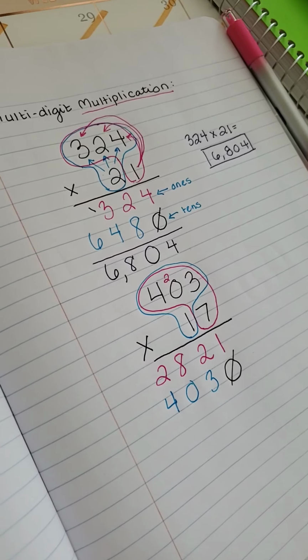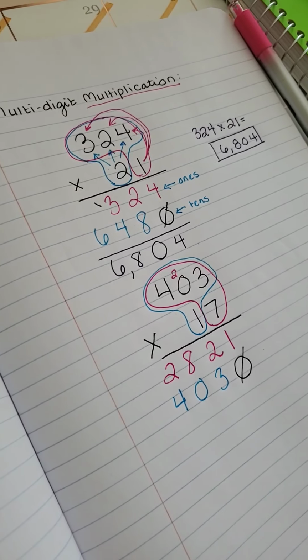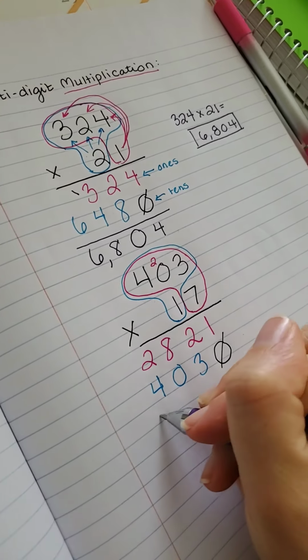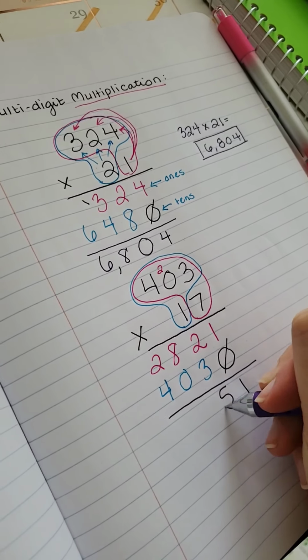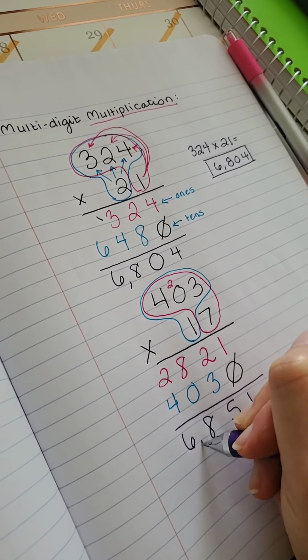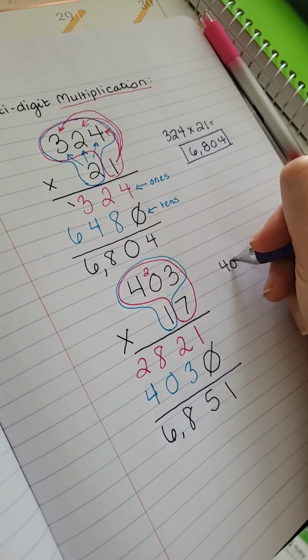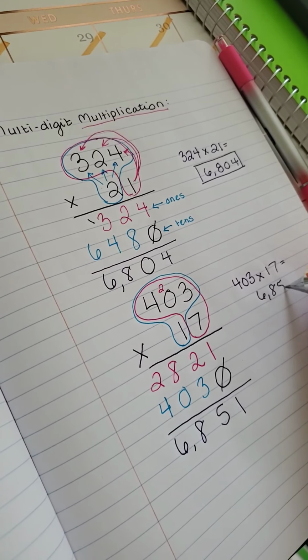Hey, I got all those right. Nice job. And now what's my next step? My next and last step is I'm going to add. 1 plus 0 is 1. 2 plus 3 is 5. 8 plus 0 is 8. And 2 plus 4 is 6. So the answer to 403 times 17 is 6,851.